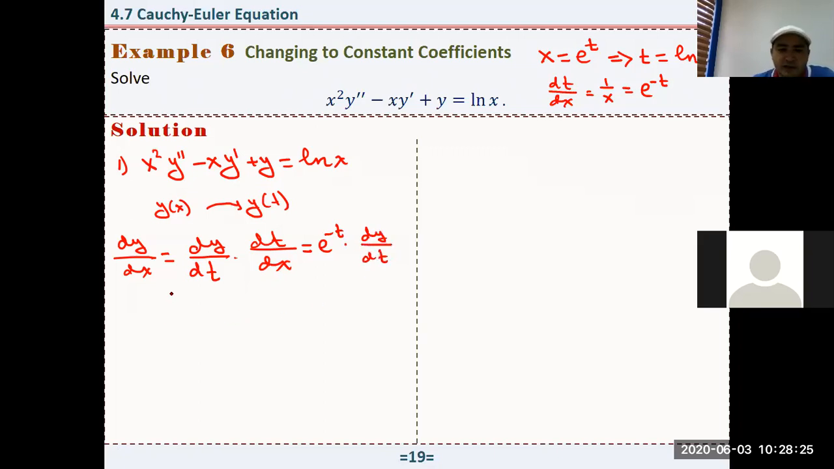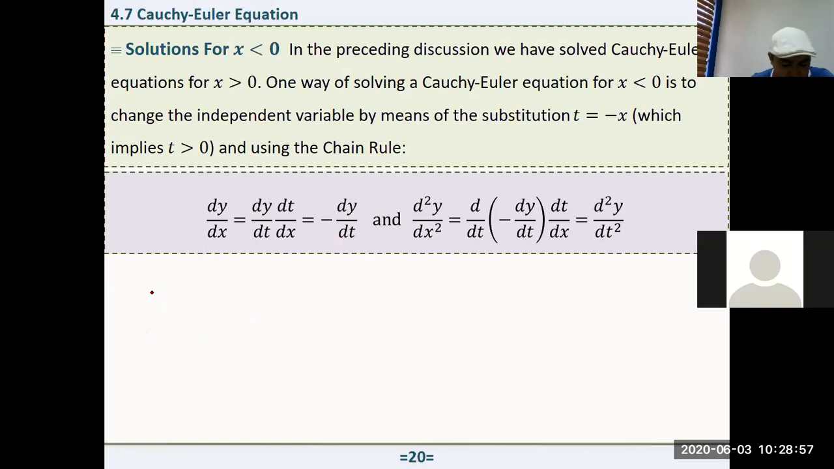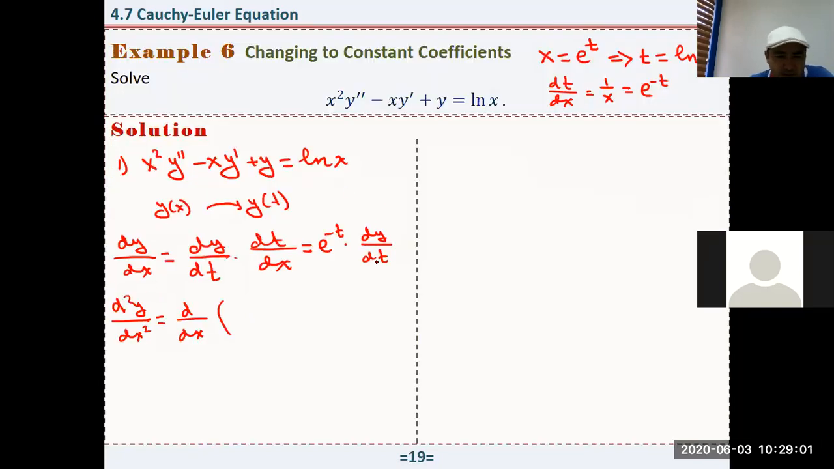Right. So now, if you differentiate this one more time, for y double prime, what is d squared y? Here we have x squared, which means I need to differentiate this with respect to x as well. That one is dy/dx, so it means d/dx. dy/dx is equal to, from here, dy/dt times dt/dx, that's equal to 1 over x times dy/dt.